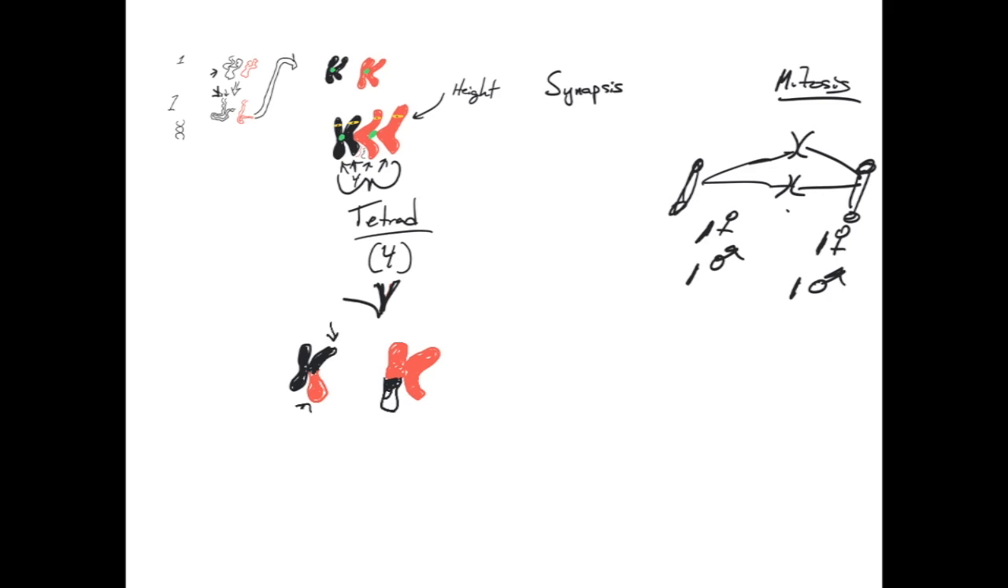Now here you're not talking about sex yet. You're talking about making the sex cells. Here we're talking about making gametes, making sperm or making eggs. Is that clear? This is how we make eggs or sperm. Because remember, there are two functions of meiosis. One is to reduce the chromosome number from 2N to N. And the second is to increase genetic variation.